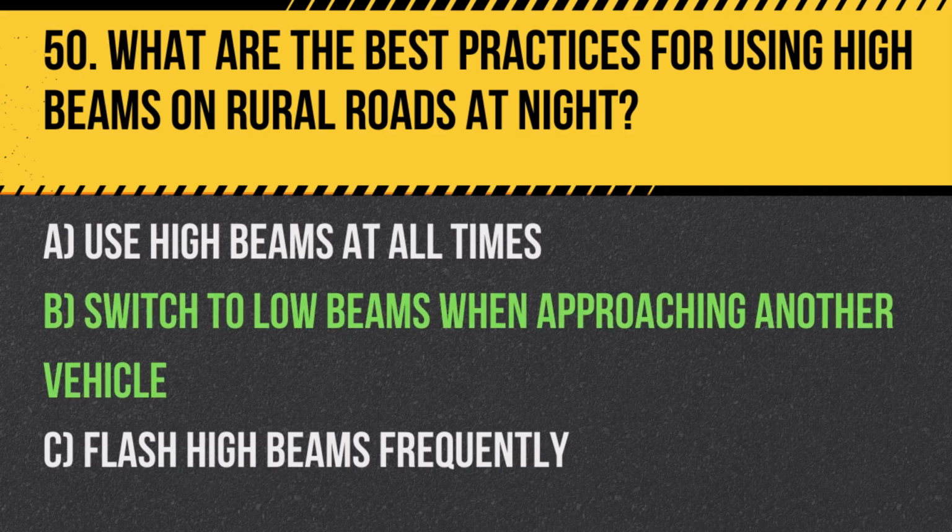Answer: B. Switch to low beams when approaching another vehicle. High beams can blind other drivers if not dimmed.